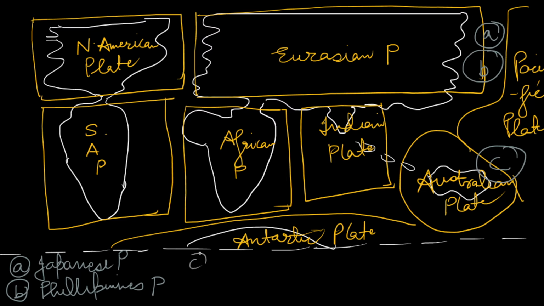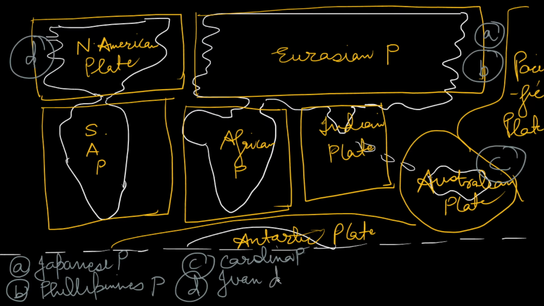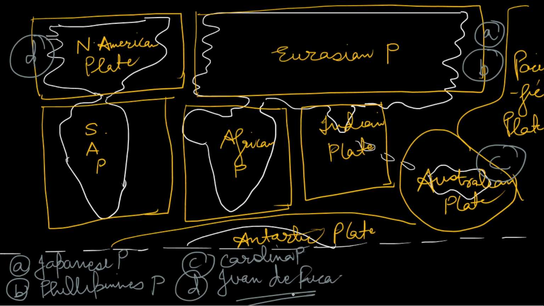Then we will look at another plate at the northwest part of America, C. Here C is Carolina plate. Then D here in the western parts of North America, we will have Juan de Fuca plate. If you see Juan de Fuca plate.